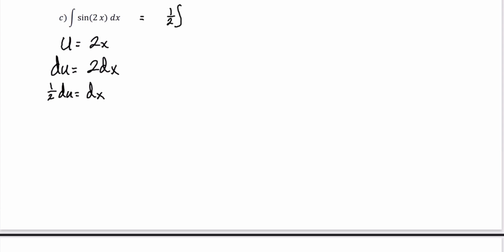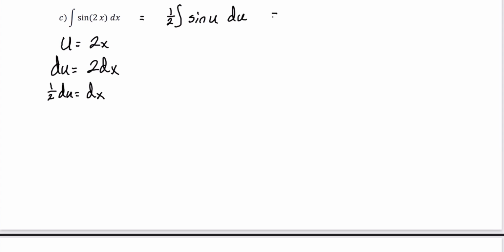In this example, it looks like a substitution is going to be helpful. We'll let u be 2x, then du is 2 dx. We don't see 2 in the original integral, so we'll divide. 1/2 du equals dx. We can now rewrite this as 1/2, pull that 1/2 out front since it's just a constant, sine of u du.